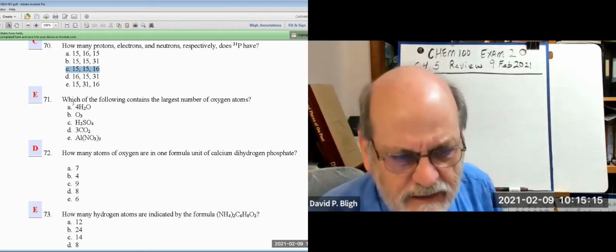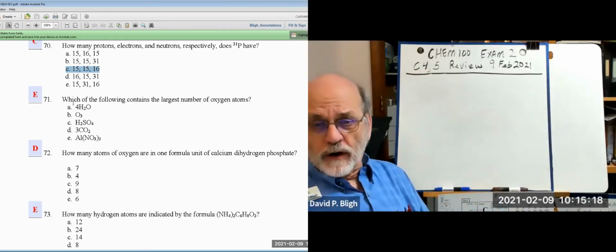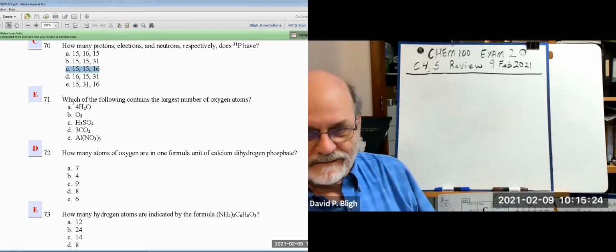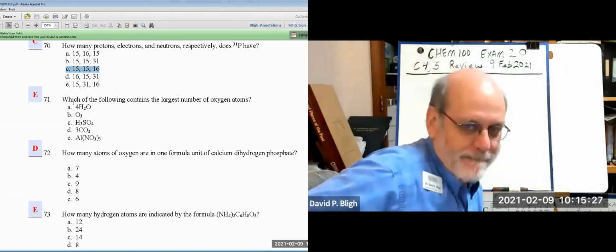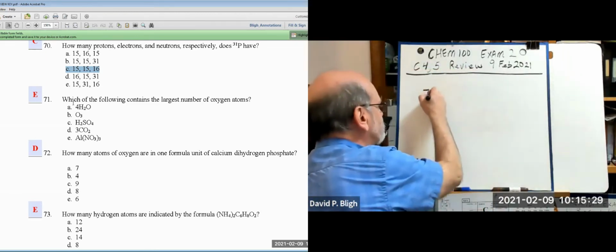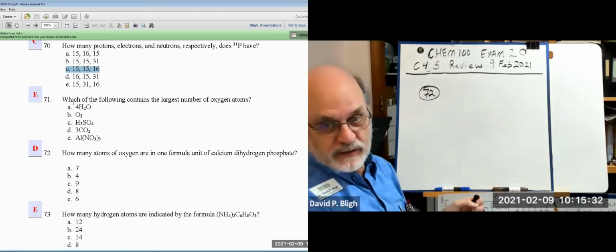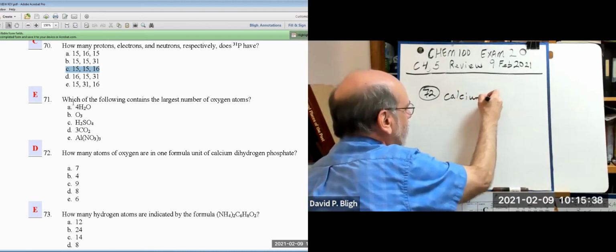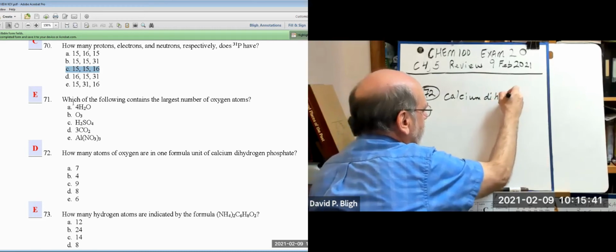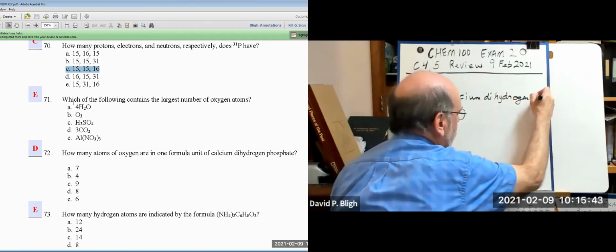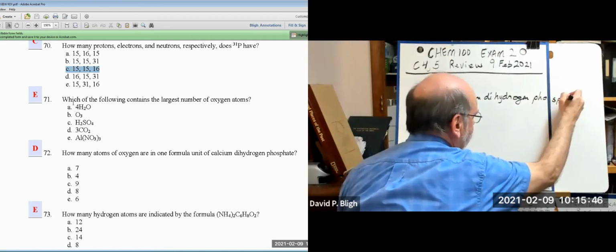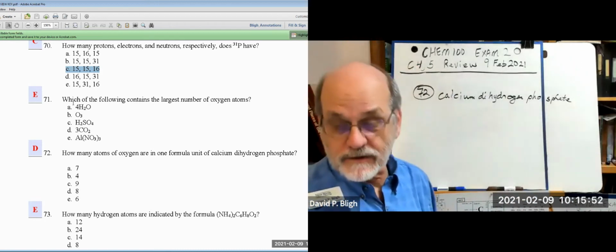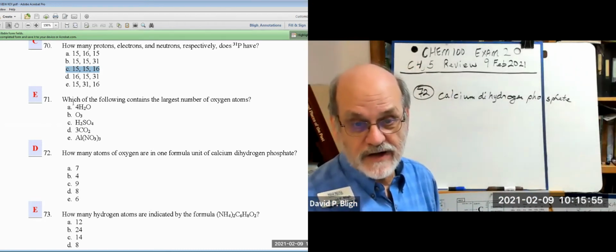Let's see. 72. How many atoms of oxygen are in one formula unit of calcium dihydrogen phosphate? Okay, now we're getting tricky. I'm not giving you this one. Calcium dihydrogen phosphate. All right. So you've got to be able to write the formula. Otherwise, you can't count the number of oxygen atoms.